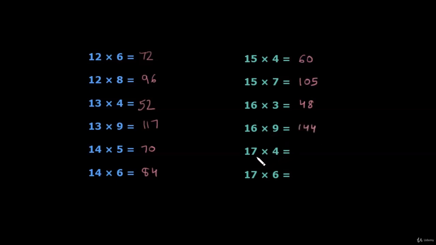4 times 10 is 40 and 4 times 7 is 28. 40 plus 28, 68. 6 times 10 is 60 and 6 times 7 is 42. 60 plus 42, that is 60 plus 40 plus 2. So 102.